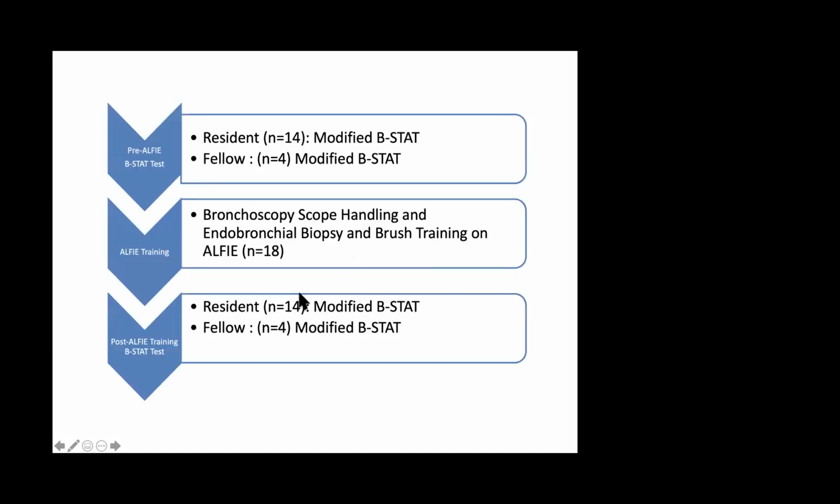So we have a few papers in submission on EBUS, but also on standard bronchoscopy. So this is a standard bronchoscopy scoring system, the BSTAT, and we took out a few elements of this, looking at scope handling and some standard procedures. What we did was, we had 14 SHOs, 4 registrars. We were limited in numbers because we didn't want people to come from other places with COVID and so on and so forth. So we did training with them on the ALFI in endobronchial biopsy and brushing. And then we reevaluated. We did BSTAT score before training, BSTAT score after training.